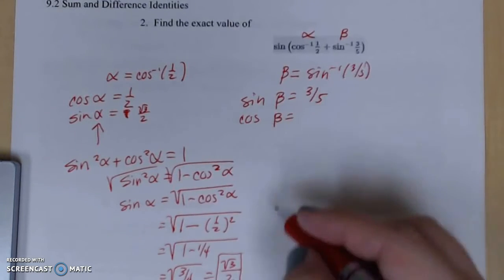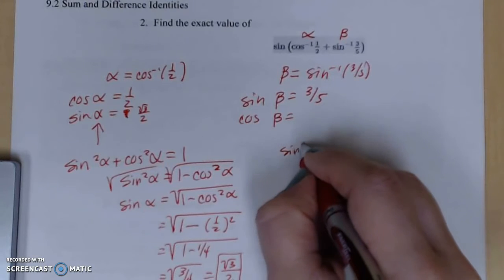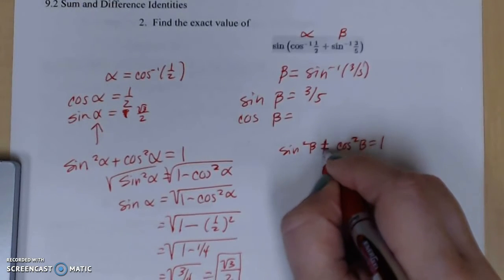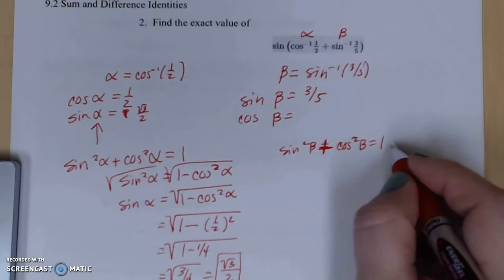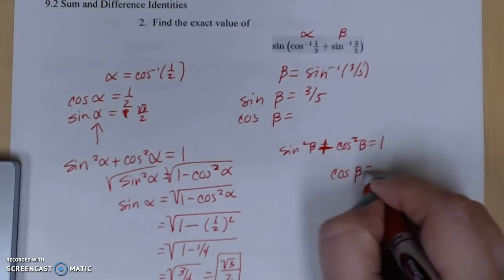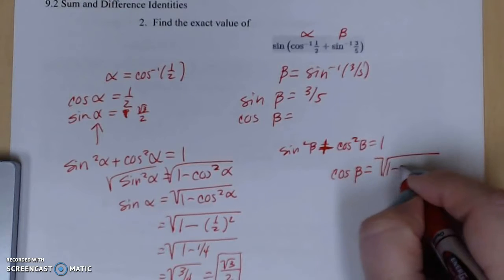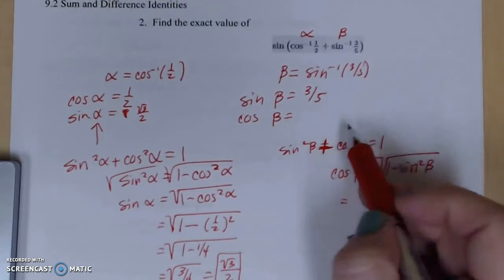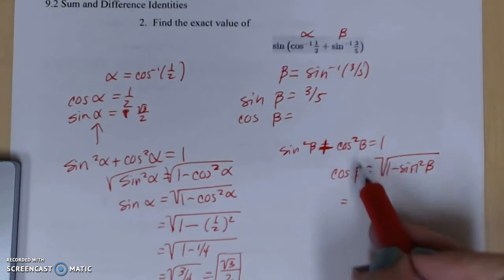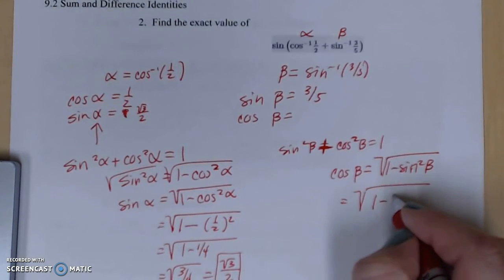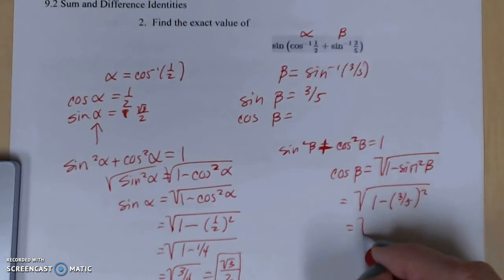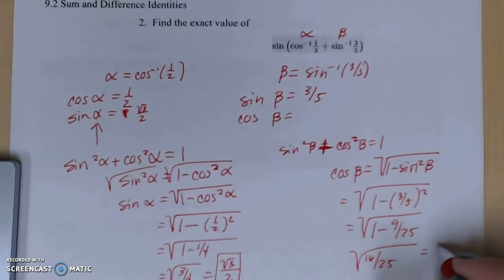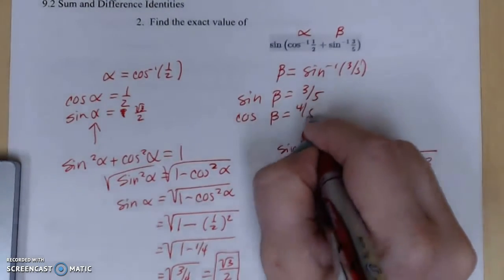And so similarly, I'm going to say sine squared beta plus cosine squared beta is equal to 1. Solve that out, and that would give me cosine beta equals the square root of 1 minus sine squared beta. Plug in everything that I know. So this follows the same path. I plug in everything I know, so it gives me 1 minus 3/5 squared, which will be 1 minus 9 over 25, 16 over 25, or reduces down to 4/5.